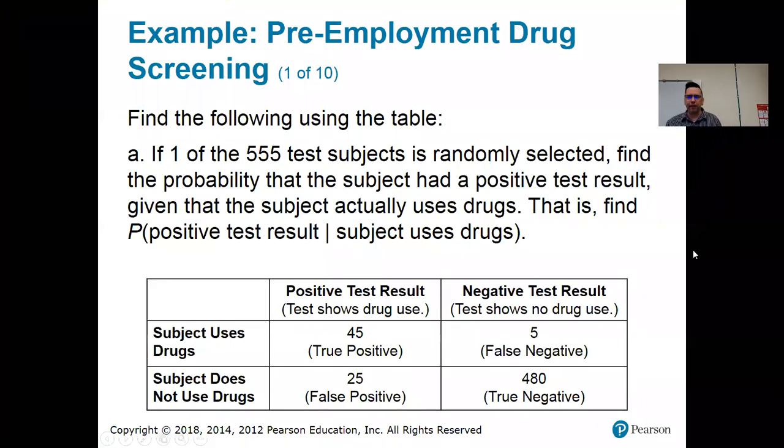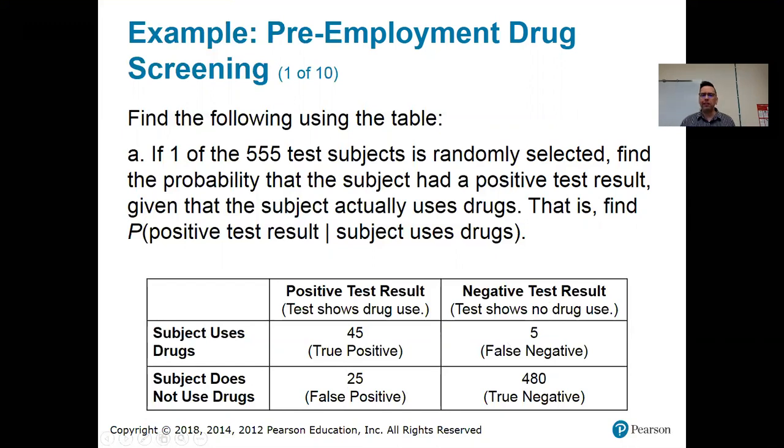All right, so here's an example of finding conditional probability. We have a group of people, and each of these people either uses drugs or doesn't use drugs. I give all those people a drug test, and the test either comes out positive or comes out negative. All right, so here are the results. 45 drug users tested positive. 5 people who use drugs tested negative. And then out of the people who don't use drugs, 480 of them tested negative, like they should have. And 25 actually tested positive. So that's called a false positive.